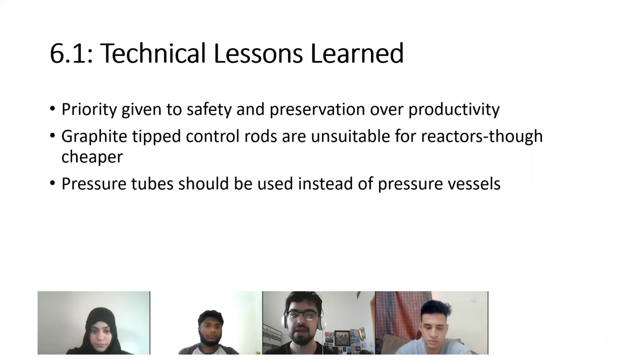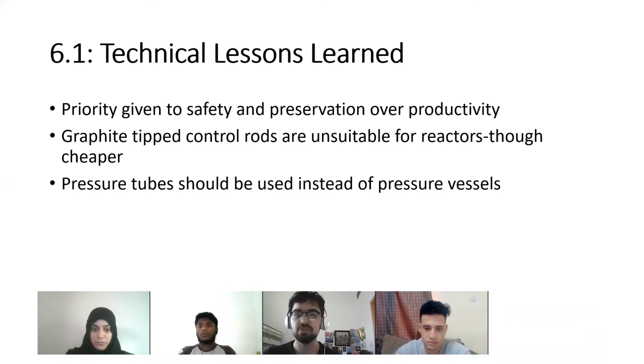Technical lessons learned. Priority needs to be given to safety and preservation of people, of the civilians, of the community, of the environment, rather than productivity. Productivity is good, but not at a cost of lives and health of the environment and people. That is what can be seen in the Chernobyl explosion. People were sacrificed, environment was sacrificed to increase productivity and feed the ambition of certain individuals in the system.